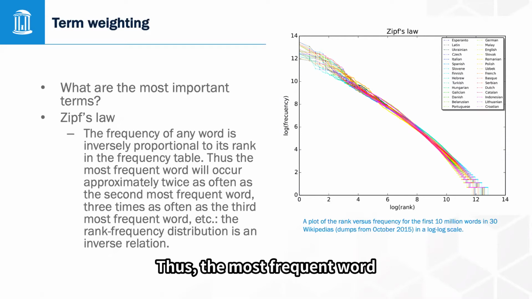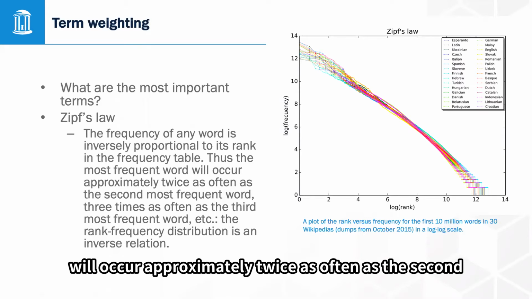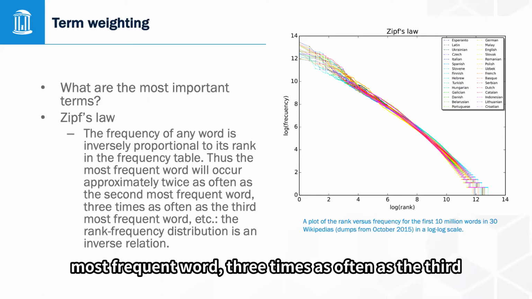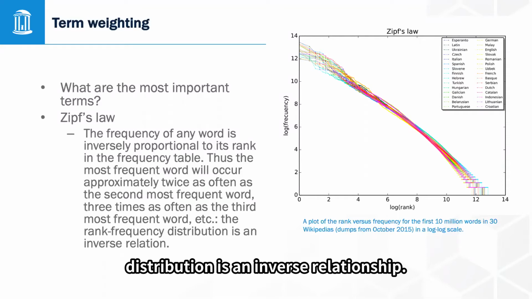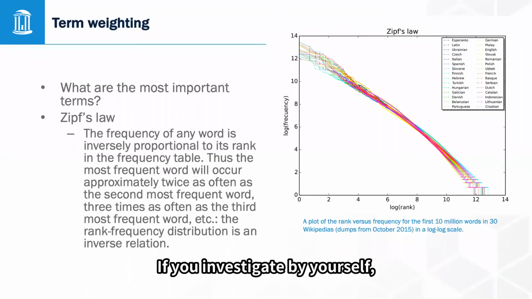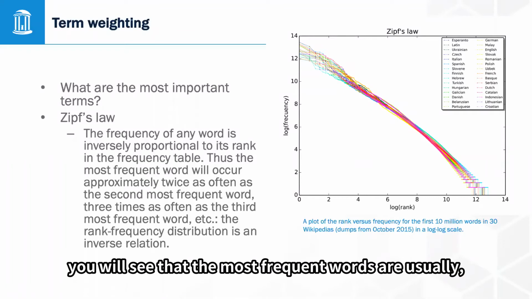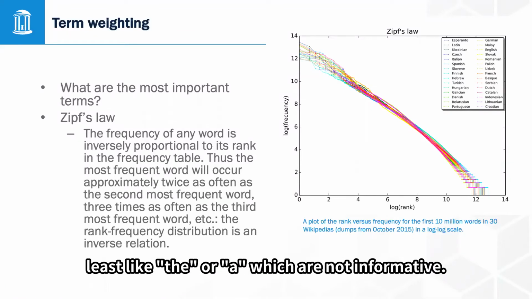Thus, the most frequent word will occur approximately twice as often as the second most frequent word, 3 times as often as the third most frequent word, etc. The rank frequency distribution is an inverse relation. If you investigate by yourself, you will see that the most frequent words are usually in our stop words list, like the or a, which are not informative.